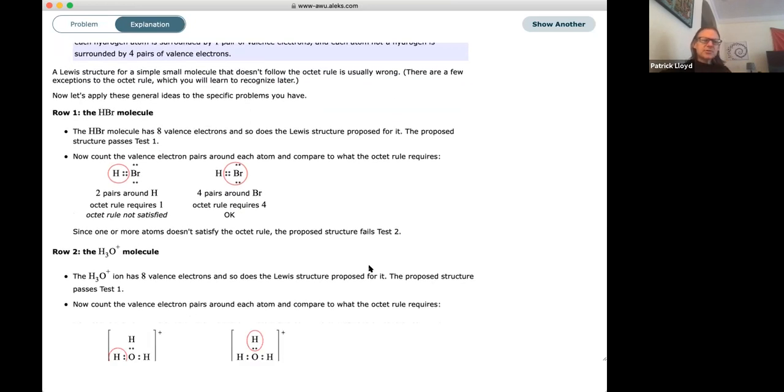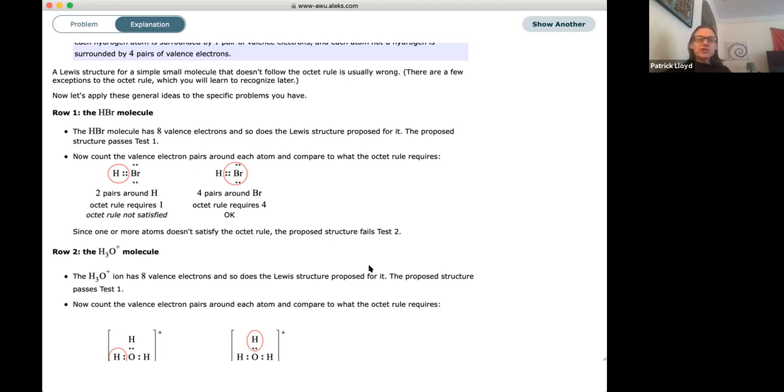Okay, let's look at the HBr. The HBr molecule has 8 valence electrons. So does the Lewis structure. So that's good. Now count the valence electrons. So there's 4 pairs around the bromine. That's fine. There's 2 pairs around the hydrogen. The octet rule requires 1.